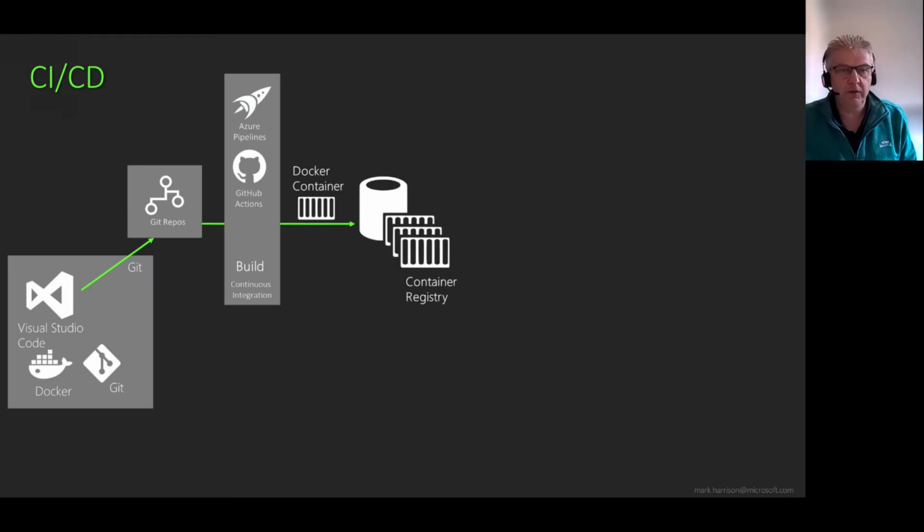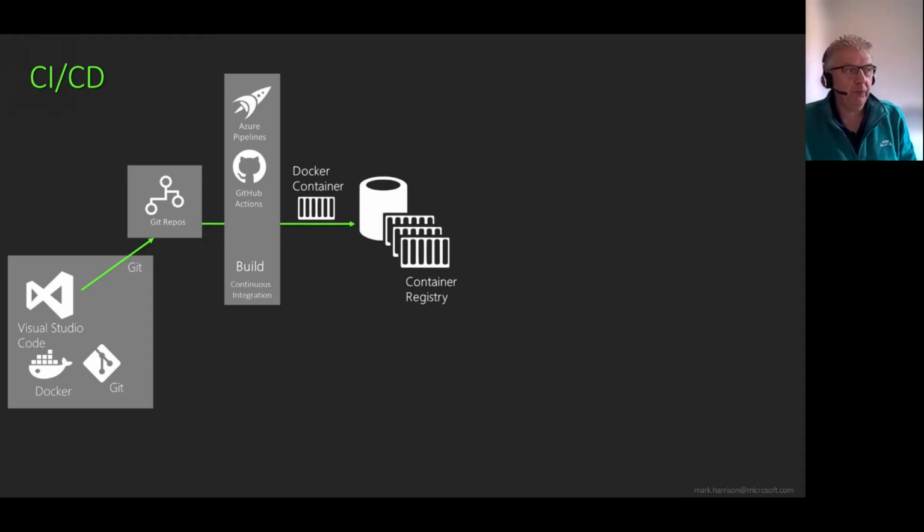This is what a typical CI/CD process might look like. And we'll drill down into this a little bit later, but the idea is you've got your developers developing locally, and then at some stage they're going to check their code into a Git repo. And then you're going to have some sort of CI build process. Ideally, it's going to be Azure Pipelines, GitHub Actions, but it could be whatever.